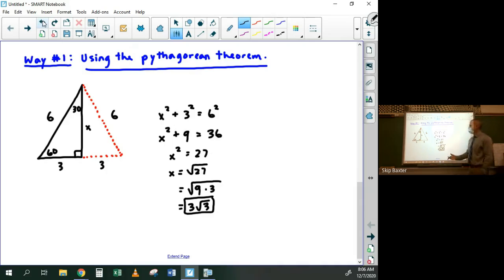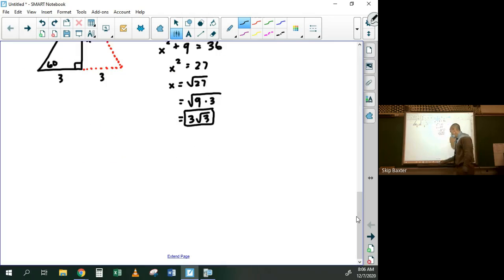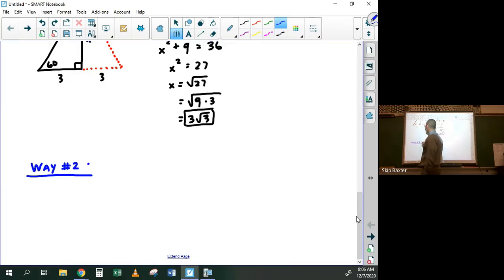Right? And it really wouldn't matter which of the 3 sides I was given. I could always do this method using the Pythagorean theorem. But it's kind of a lot of work. So there's an easier way, right? Way number 2, just like before, if you remember from Thursday's notes, way number 2 was using similar triangles. So I could do that this way as well, using similar triangles.